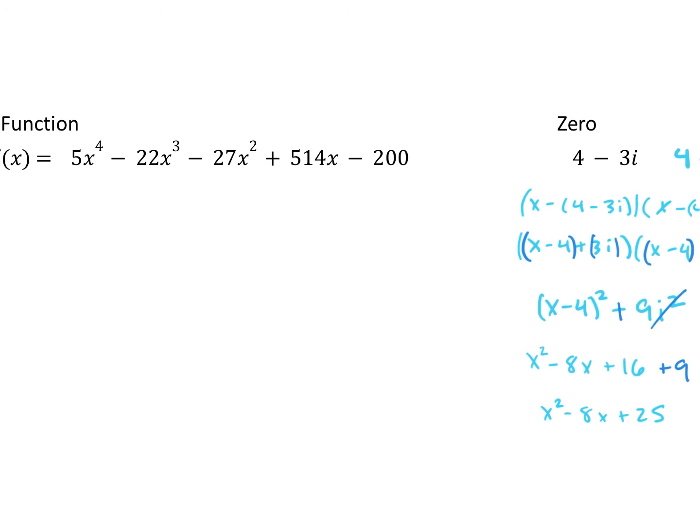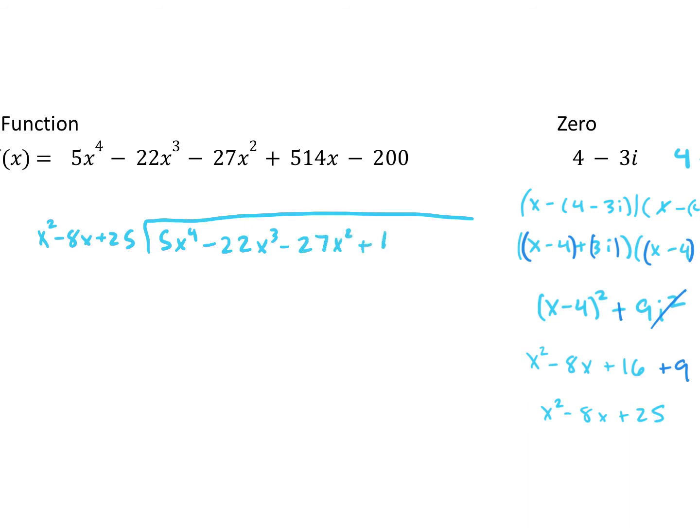So to find what the rest of our factors are, we have to do long division. So x squared minus 8x plus 25 goes on the outside. And then we have 5x to the 4th power minus 22x cubed minus 27x squared plus 514x minus 200. So now we divide. What times x squared gives us 5x to the 4th power? 5x squared.